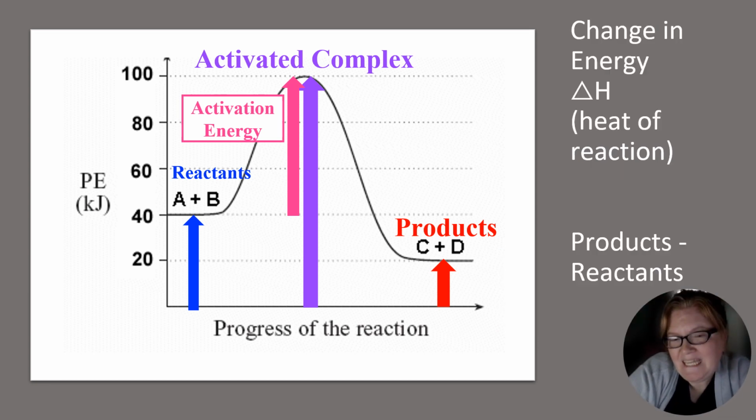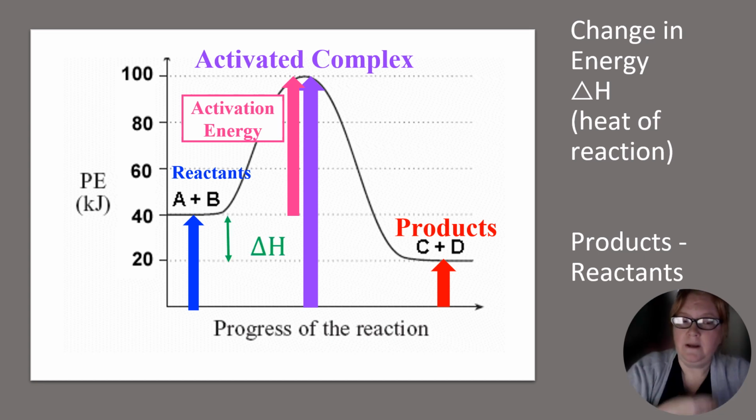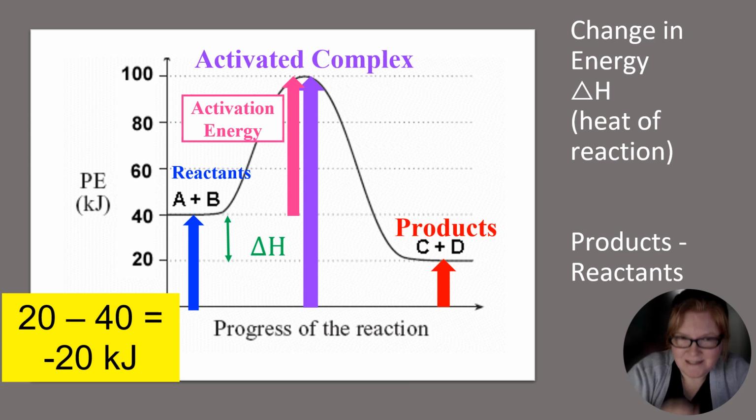Now, what about the heat of reaction, or delta H, or the change in energy? So those are ways you might see it represented. How do we find that? Remember, it's products minus reactants. The order matters. So on the diagram, it's represented here, but what would the value be? What would our number answer be? Yes, 20 minus 40, products minus reactants, and that would be negative 20 kilojoules, which makes sense because it is exothermic. The delta H should be negative.